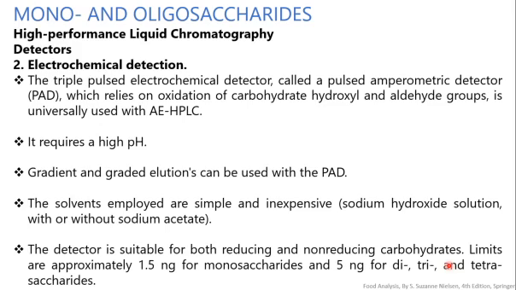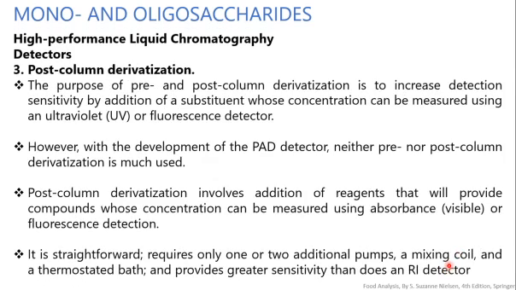So this is the limits for the analysis of this particular electrochemical detector. Then we have next post-column derivatization. So generally what happens? There are certain kinds of compounds which do not have any kind of chromophore. So in order to analyze that, the pre or post column derivatization is useful.